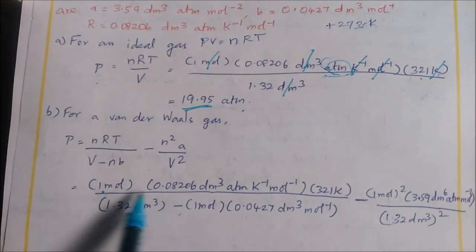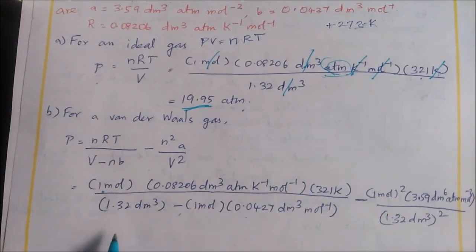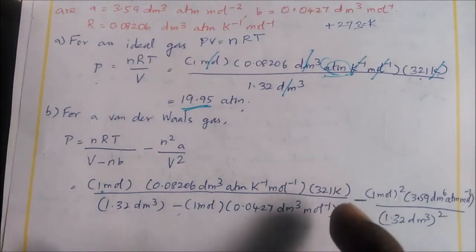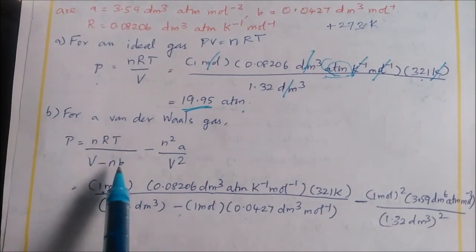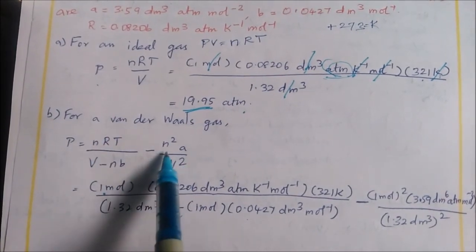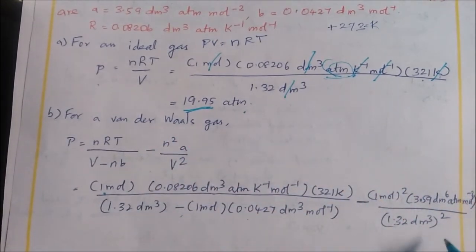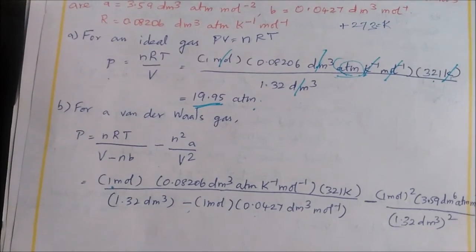Okay, first we have to simplify the value of the numerator in the first part and the value of the denominator in the first part, and we will get the simplified form of the first part, that is nRT by V minus nb. First we have to simplify this one to get some value, minus we have to simplify this one, first the numerator and denominator, then simplify the second part. So first part minus second part, then we will get the final value.